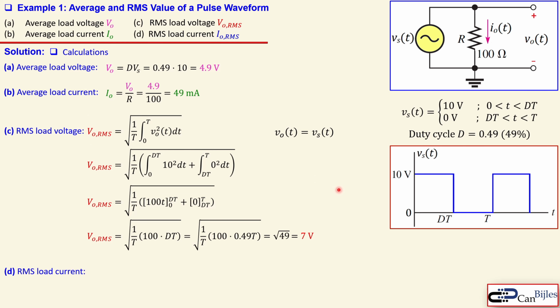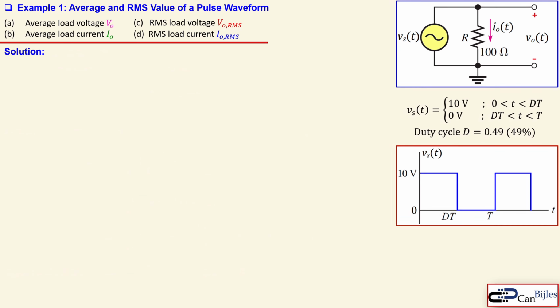Now the RMS load current is also straightforward to calculate because we have done a lot of work in the first part, in question C. So we can say the RMS load current will be the RMS load voltage over the resistor, in this case pure resistive. So we can just say 7 over 100, that will be 70 milliamps. Okay, that's for the calculation here.